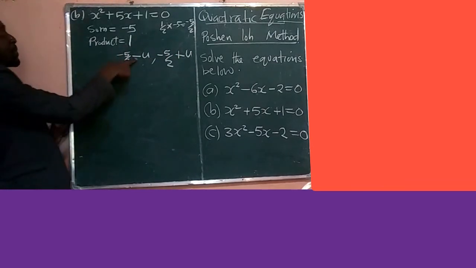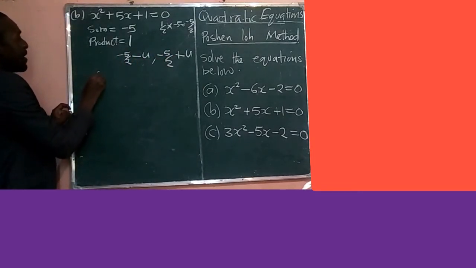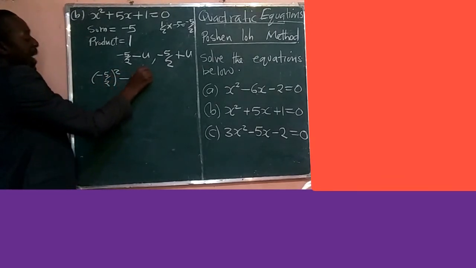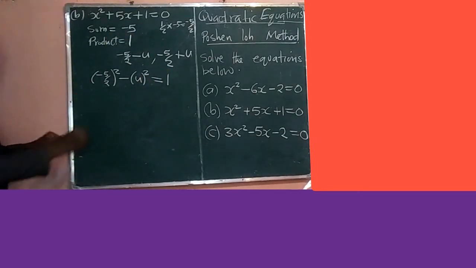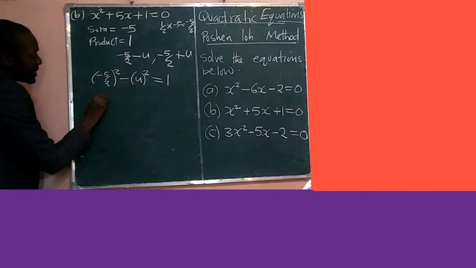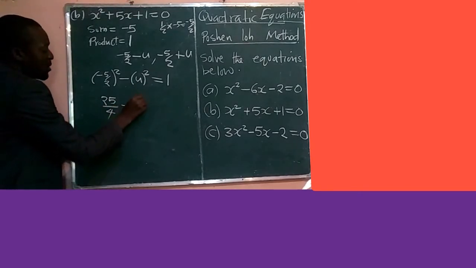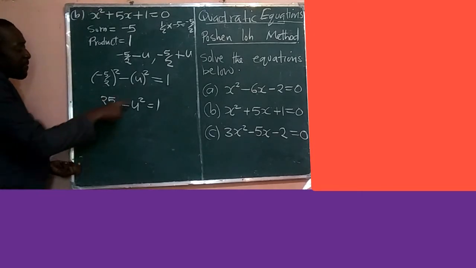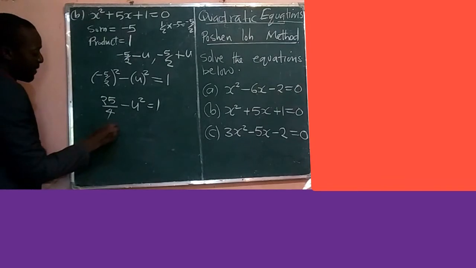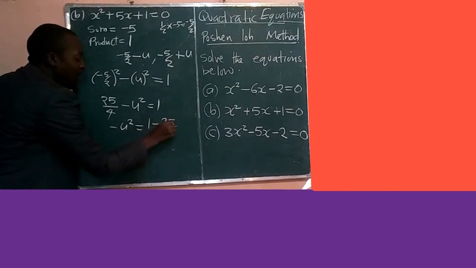And so what we do is we multiply these two solutions. And when we multiply, we have the difference of two squares here. So we are going to have negative 5 over 2 squared minus u squared. And this should be equal to the product, which is 1. And so here when we square, we are going to have 5 squared to be 25, positive 25, 2 squared to be 4, and then you are going to have minus u squared is equal to 1. And so here we collect like terms. So this 25 over 4 should go that side, and we are going to have negative u squared is equal to 1 minus 25 over 4.